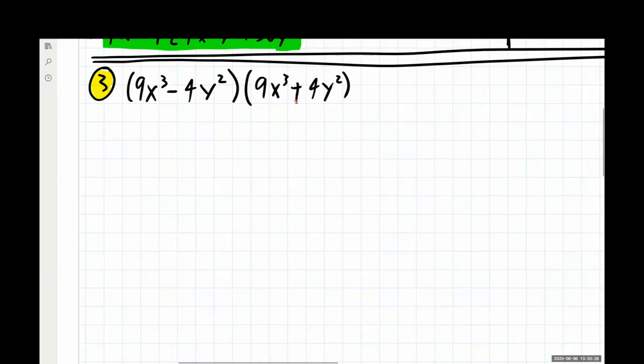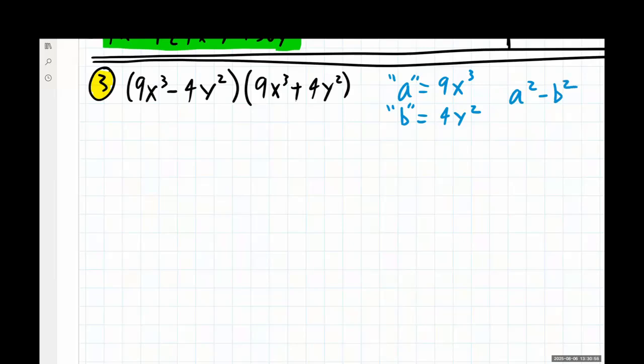What's great about this, like we did with the previous problems, is we can define our quote unquote A term and our B term. I'll put the little quotes up here. Our A term is 9x to the third, our B term is 4y squared. And then I can just write this thing out in my final answer form with things substituted in. So instead of it being a squared, it's going to be 9x cubed squared. Instead of b squared, it's going to be 4y squared. And then I can get to my final answer from there.